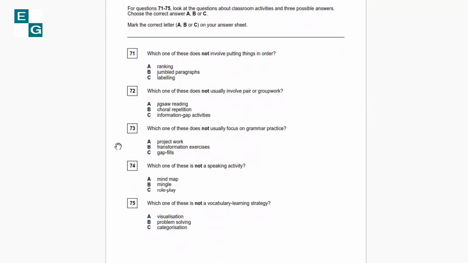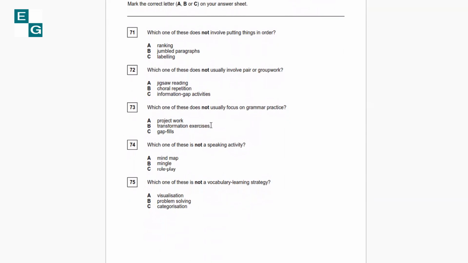For questions 71 through 75, look at the questions about classroom activities and 3 possible answers. Choose the correct letters or answers A, B, or C. Mark the correct letter on your answer sheet. So let's think about it. Which one of these does not involve putting things in order?